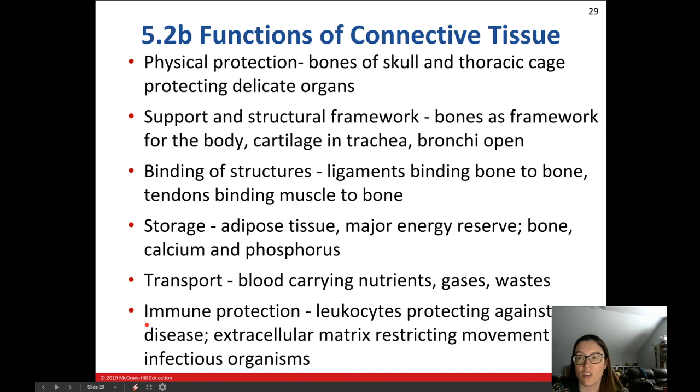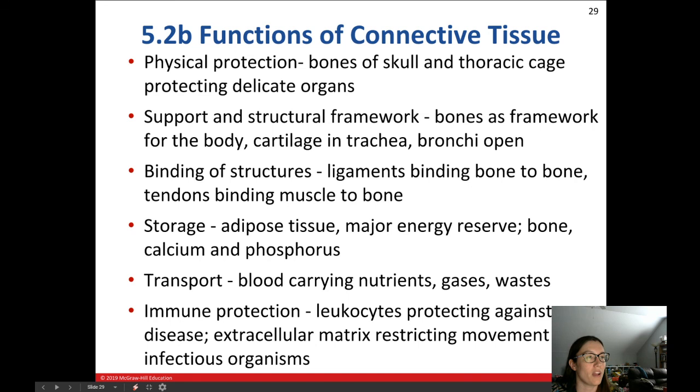So what are some of the functions of connective tissue? Well, this is really varied because remember that connective tissue is very widely distributed. Bone is connective tissue, cartilage is connective tissue, fat is connective tissue, blood is connective tissue, tendons and ligaments are connective tissue. So obviously all of these have very different functions. The specific function is going to depend on which type of tissue we're talking about, but I'll go through some of them.